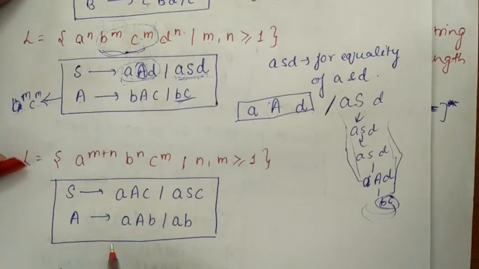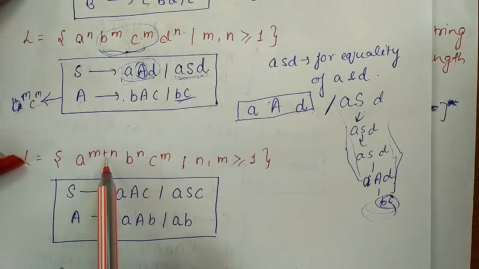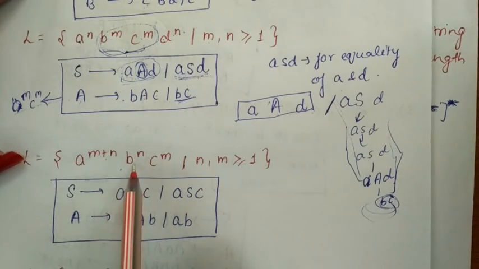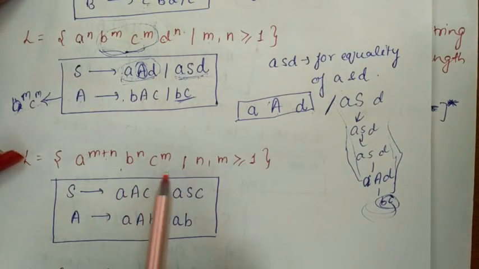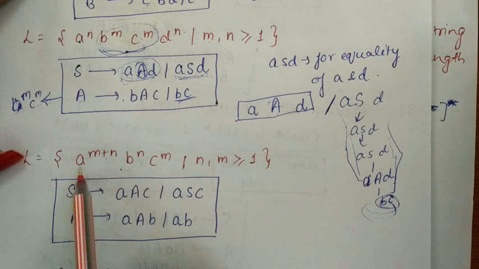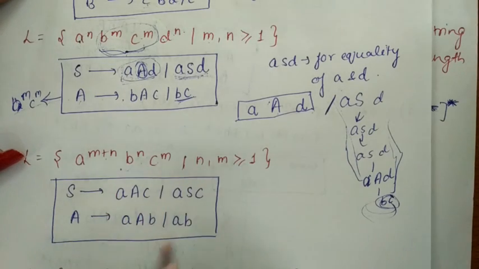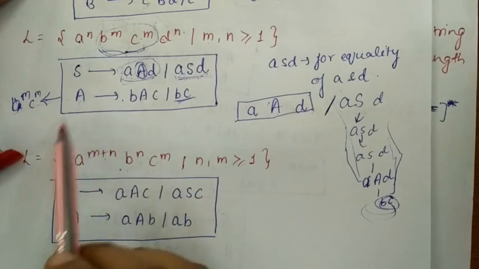Now the next production is similar to the previous one. It has a to the power m, a to the power n, b to the power n, and c to the power m. So a and b are common in between, and a and c are equal. So we can write this grammar just like the previous grammar.